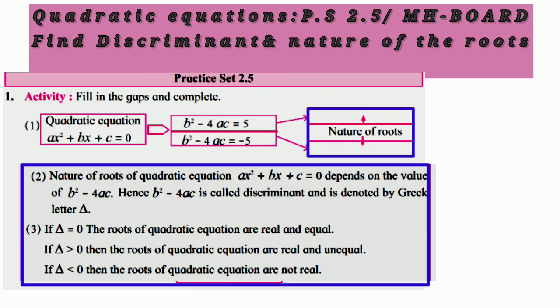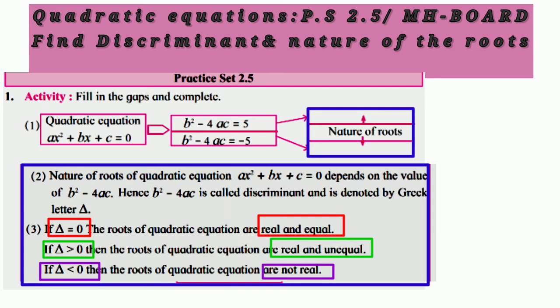If delta or discriminant is equal to 0, then the roots of the quadratic equation are real and equal. If delta or discriminant is greater than 0, then the roots of the quadratic equation are real and unequal. If delta is less than 0, then the roots of the quadratic equation are not real.